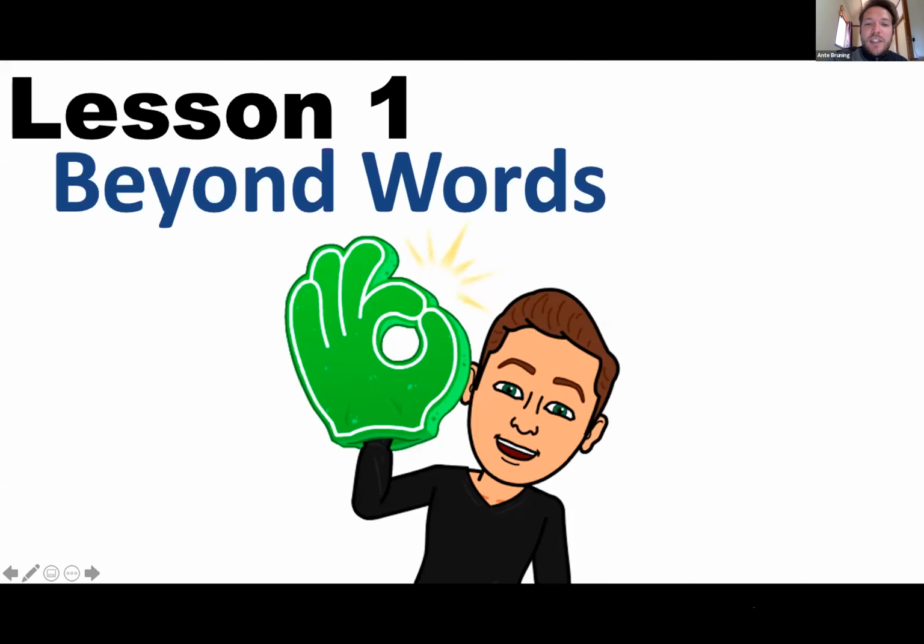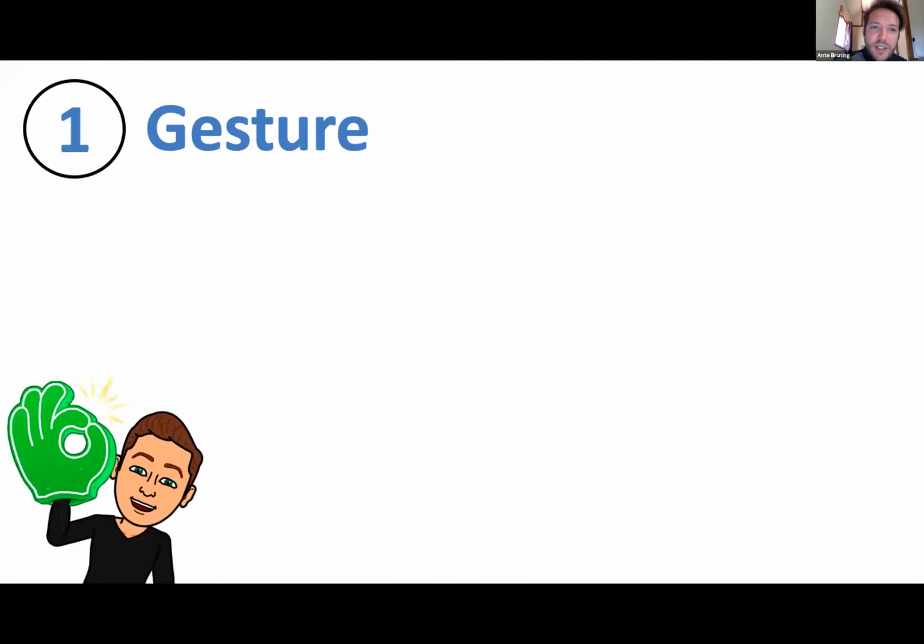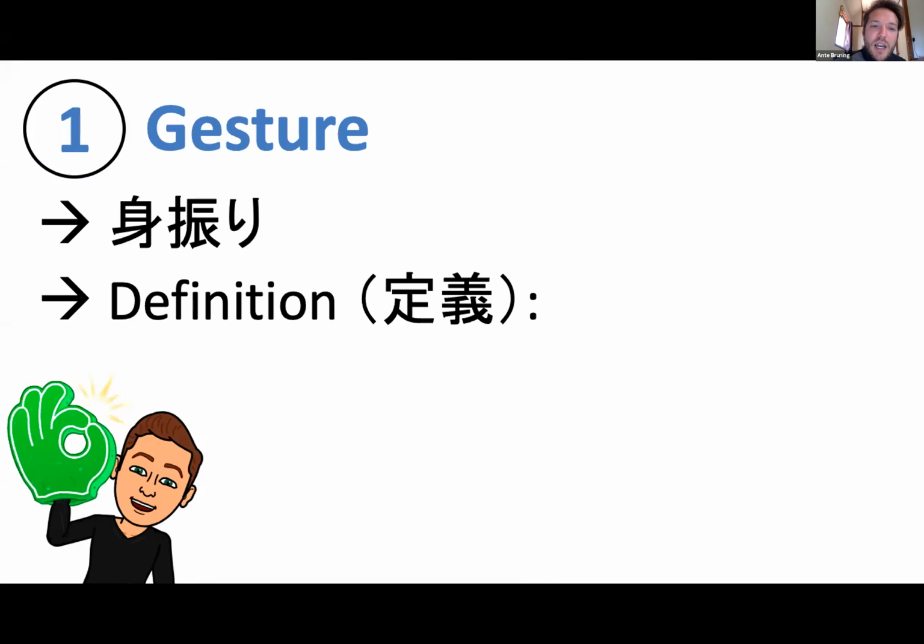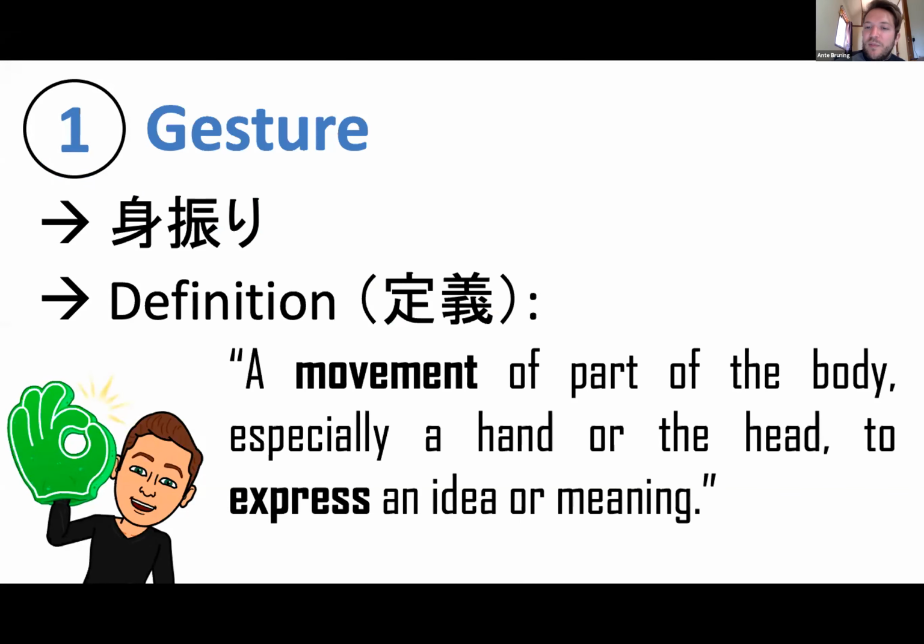But I also heard that in Japan, this gesture can mean money. And in other parts of the world, this gesture can actually have a rude meaning, so you shouldn't use it. This is an example of a gesture. You say miburi in Japanese for gesture. The definition is a movement of part of the body, especially a hand or the head, to express an idea or meaning. Hand gestures are one way we can do this.